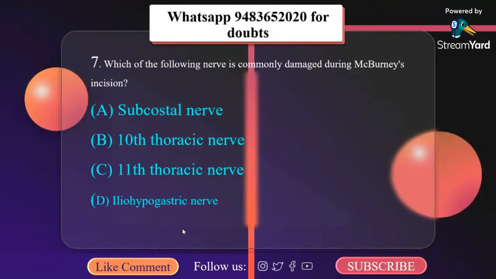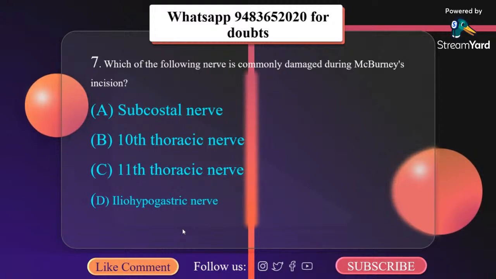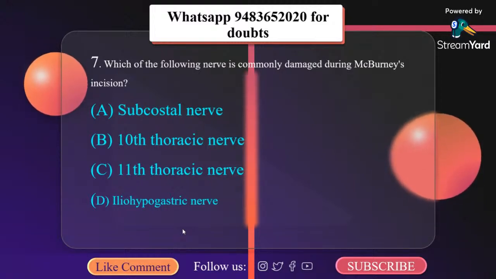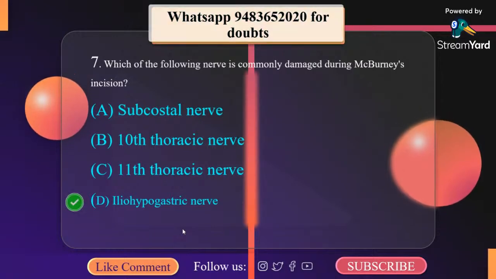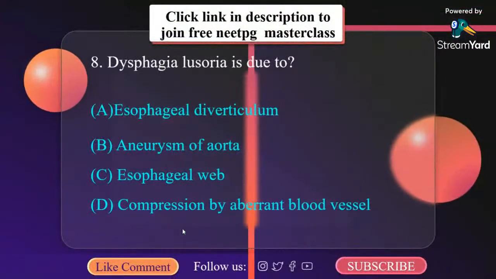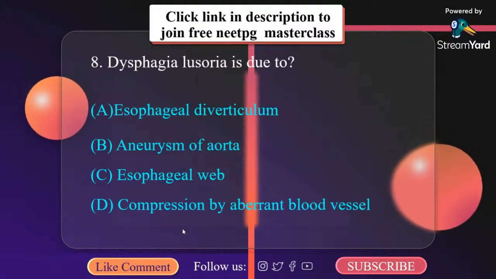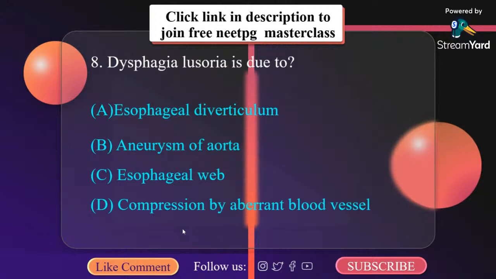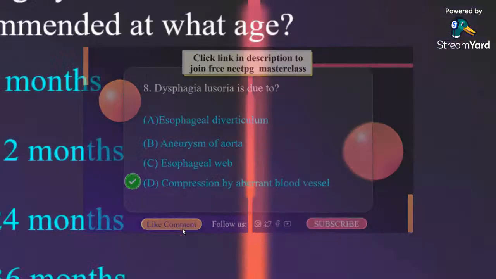Which of the following nerve is commonly damaged during McBurney's incision? A. Subcostal nerve, B. 10th thoracic nerve, 11th thoracic nerve, C. D. Iliohypogastric nerve. It is iliohypogastric. Dysphagia lusoria is due to A. Esophageal diverticulum, B. Aneurysm of aorta, C. Esophageal web, D. Compression of aberrant blood vessel. It is compression by aberrant blood vessel.